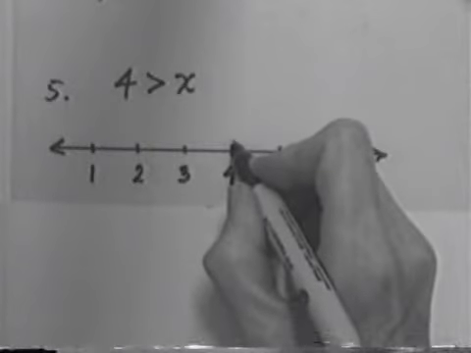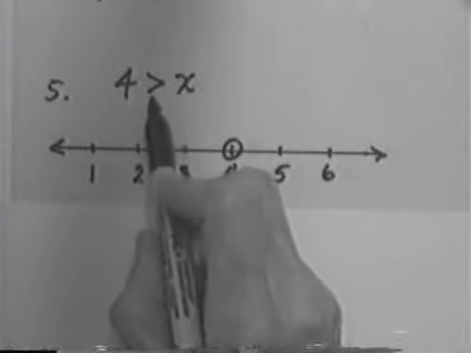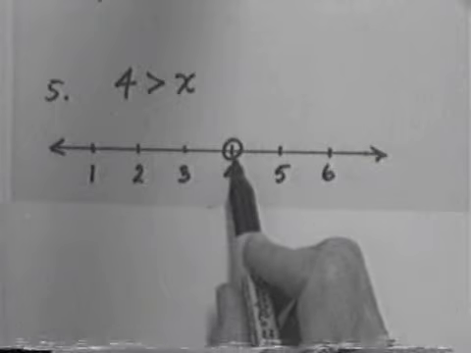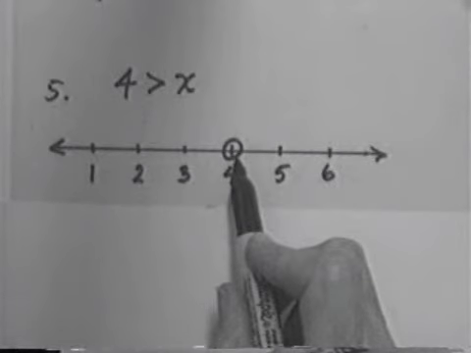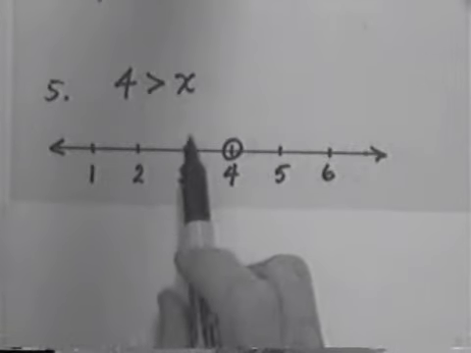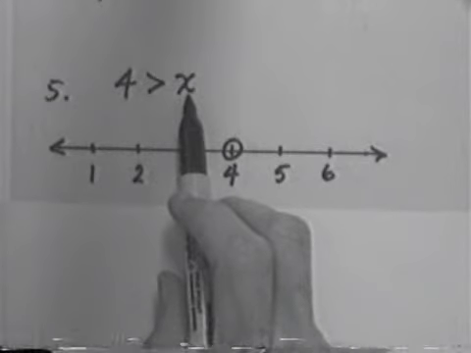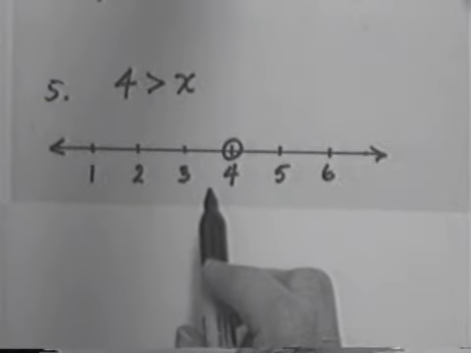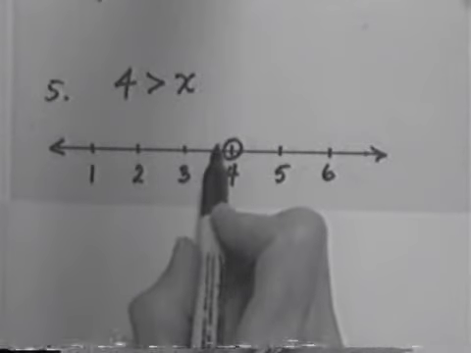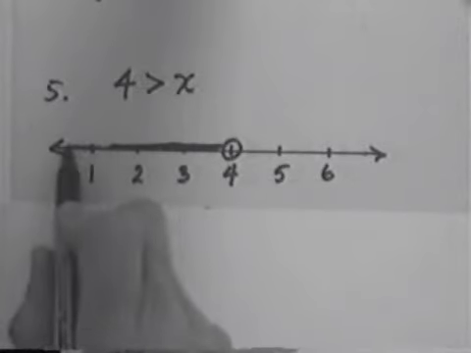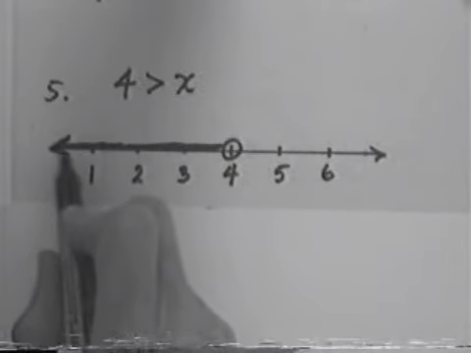4 is the boundary number, so I'll circle it. This says 4 is greater than x, so 4 is not included. That means I do not fill in this circle. Now I'll test a number on either side. We choose 3. Fill in 3 in place of x. We have 4 is greater than 3, which is true. So I fill in the side including 3, which is the left side of this inequality.